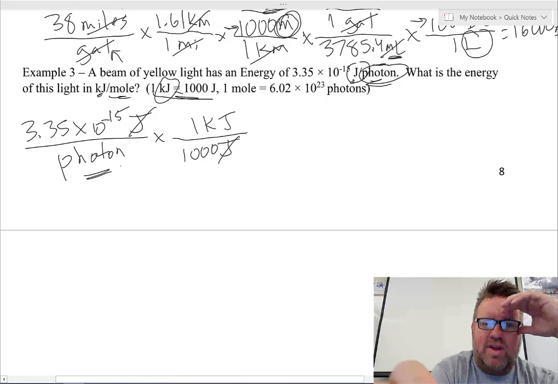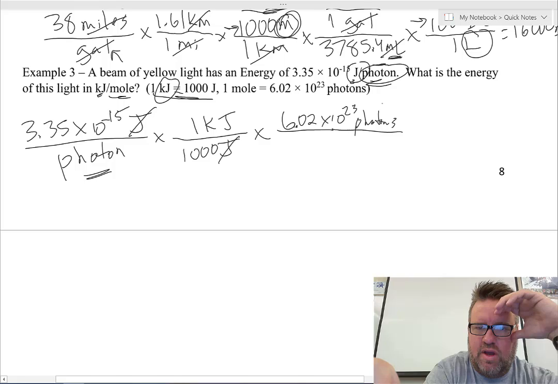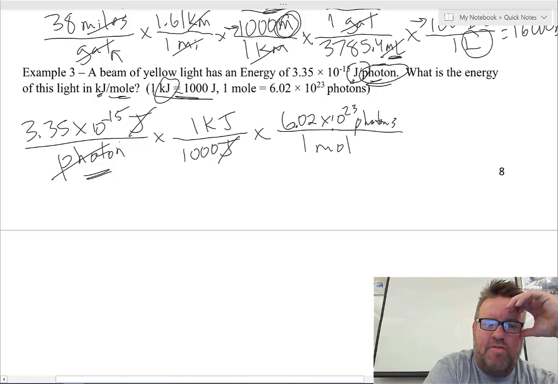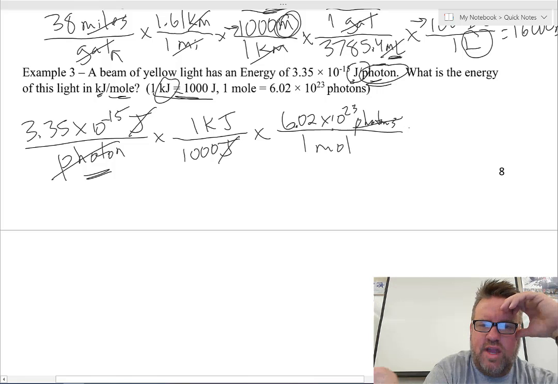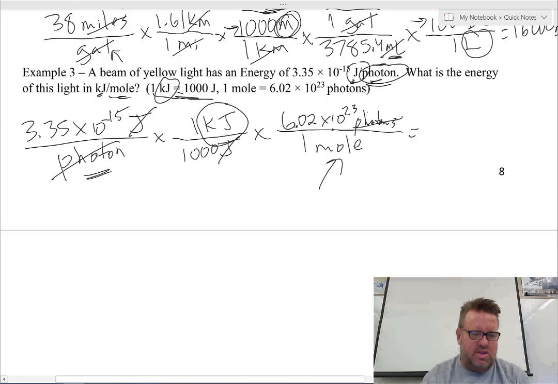Now we need to get rid of photons. Photons are on the bottom. We need to cancel those. So here it tells us that there are 6.02 times 10 to the 23rd photons in 1 mole. Okay, and now photons cancel. We've got kilojoules, kJ, on the top. We've got moles on the bottom. Sorry, M-O-L-E. We're going to learn about those later this year.